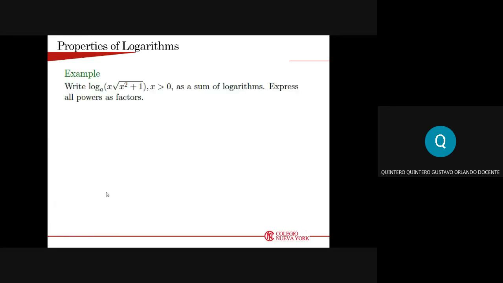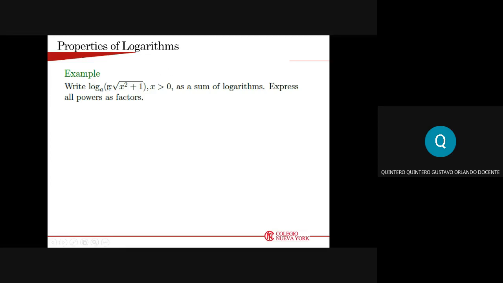All right, so it is the time for some exercises, or some examples, rather. Let's write this logarithm that we have here, logarithm base a of x times the square root of x squared plus 1. Looks awful, I know, but I'm going to show you that it is not awful. And the more you practice, the easier this is going to get.